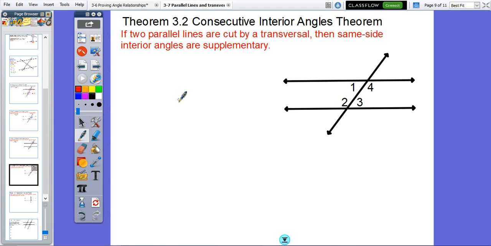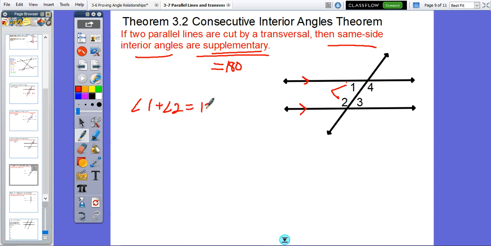Let's look at that. So we got 2 lines that are parallel, and they're cut by a transversal. So the same side or the consecutive interior angles are supplementary. Do you remember what supplementary means? Hopefully we do. It means they equal 180 together. So angle 1 right here and angle 2, I say, hey, angle 1 plus angle 2 equals 180.